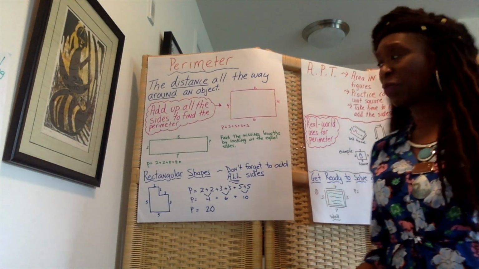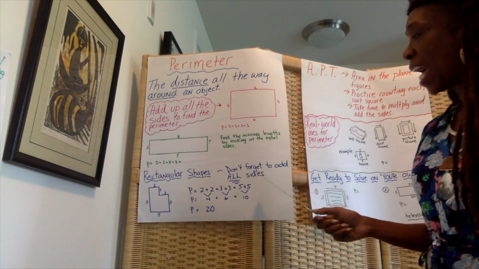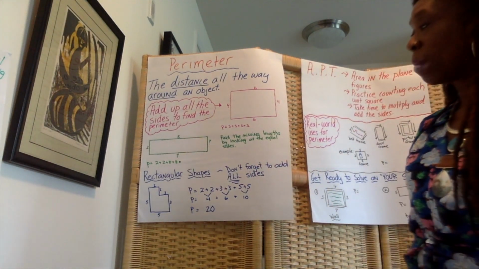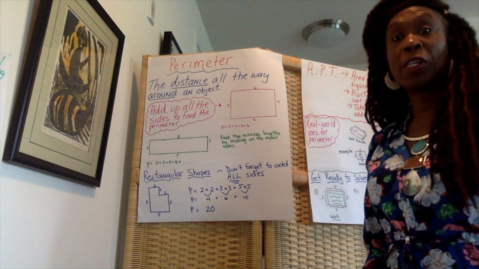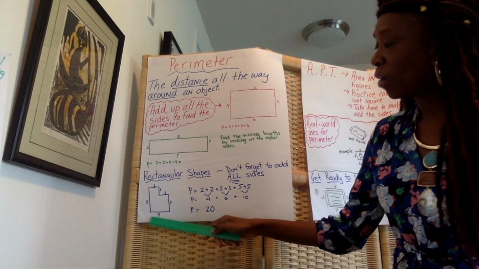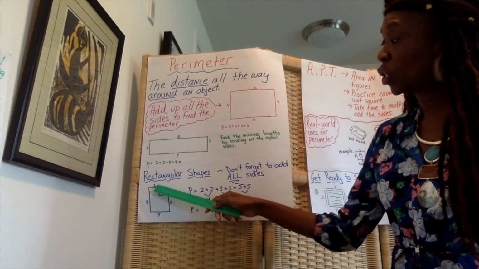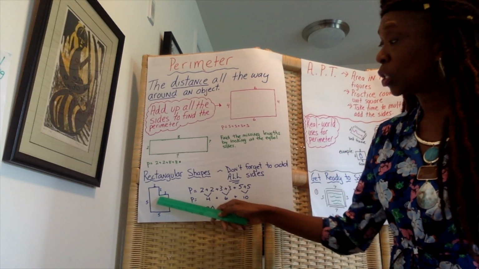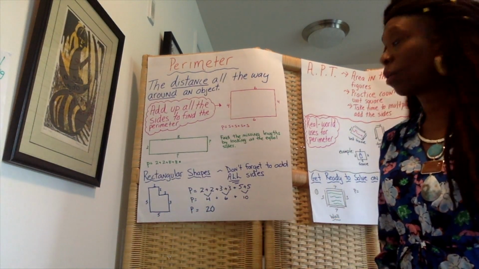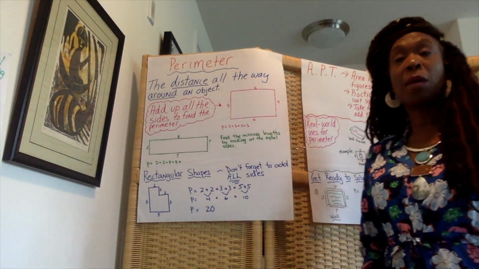Now, let's look at this rectangular shape. Don't forget to add all sides. So for this particular shape, it has all different numbers, and I'm going to read it to you. We have a 5 going down, a 5 going across. Up top, the measurement is a 2. Going down, it's a 2. Going across to the side is a 3, and then going down is a 3. So I would write all those numbers.